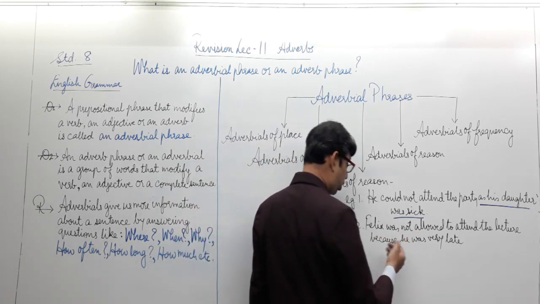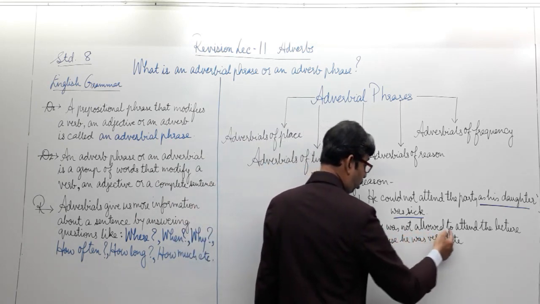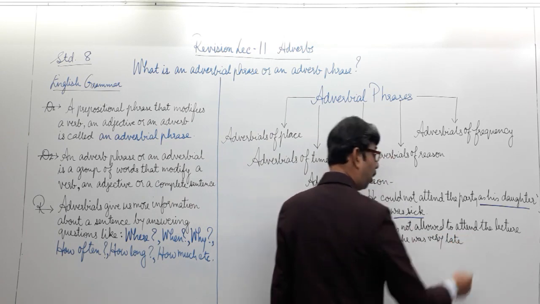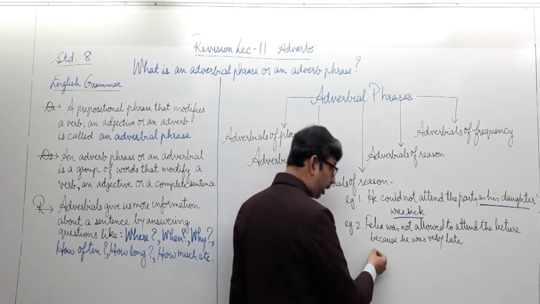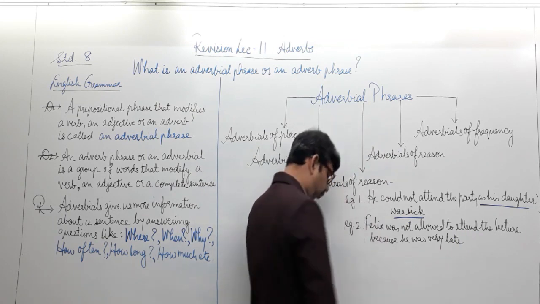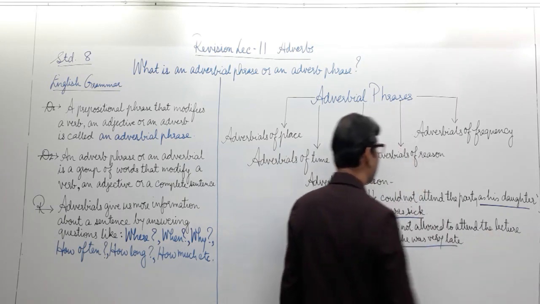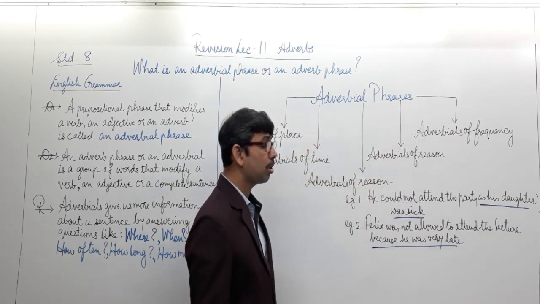Again, asking the same question, why was Felix not allowed to attend? Here the verb is again attend. But why was he not allowed to attend the lecture? Because he was very late. Therefore, if I underline the words, we state this as the adverbial phrase of reason.